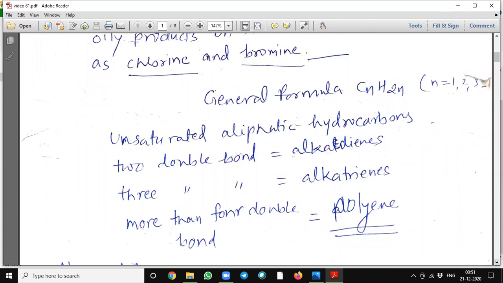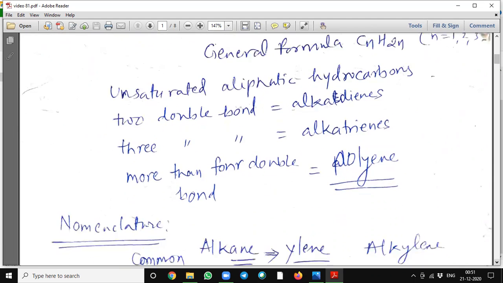Alkenes may be classified according to the number of double bonds present in the molecule. If it contains two double bonds, they are called alkadienes. If three, then alkatrienes, and more than four double bonds are called polyenes.